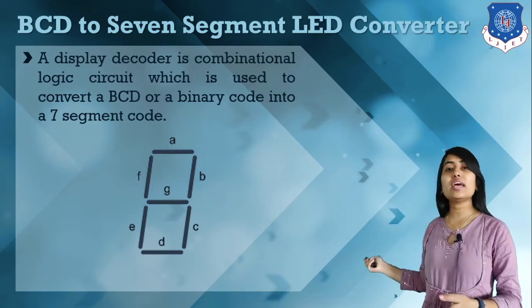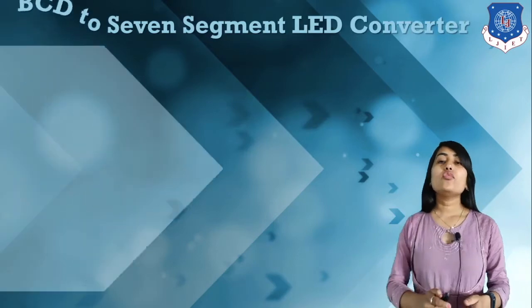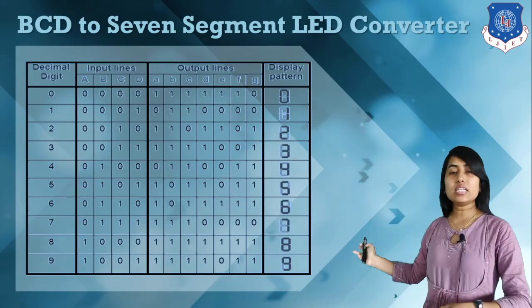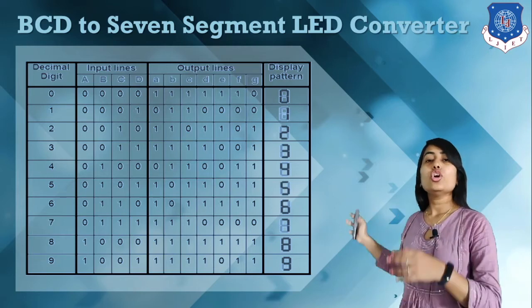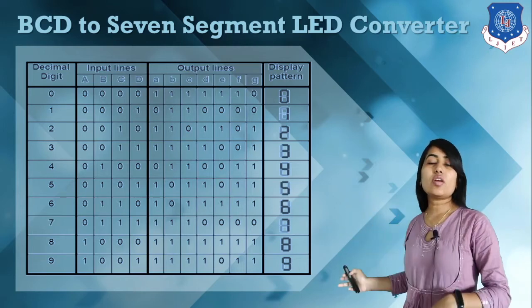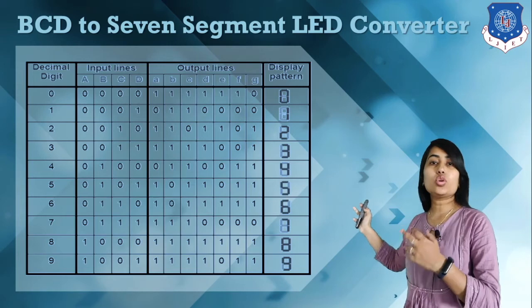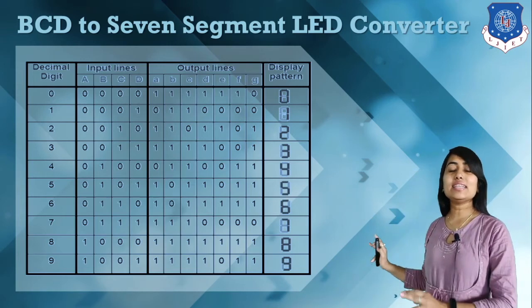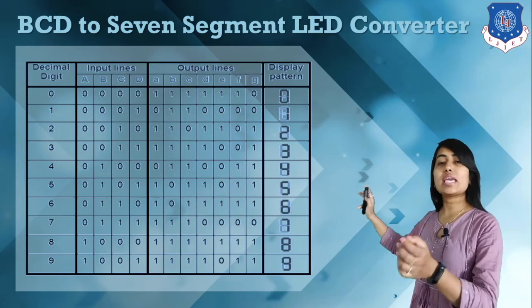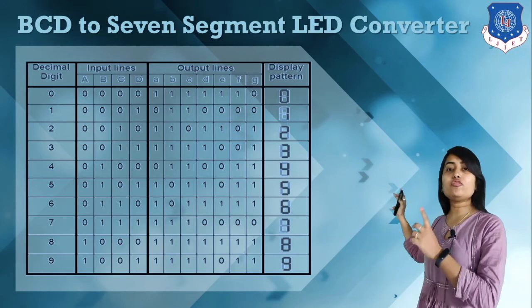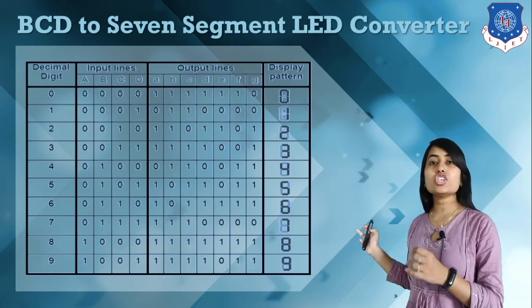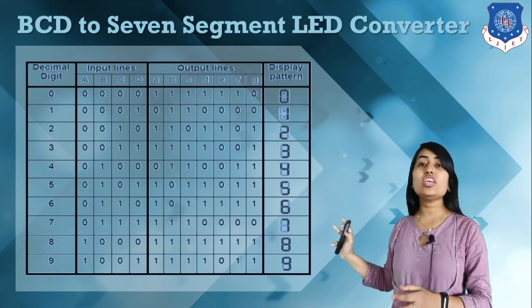So here we have a table for BCD to 7 segment LED structures. Here we have our BCD values starting from 0 to 1, and we write this BCD value in terms of A, B, C, D. And here we have 7 outputs A, B, C, D, E, F, G. According to the activation of the LEDs, we have our structure.